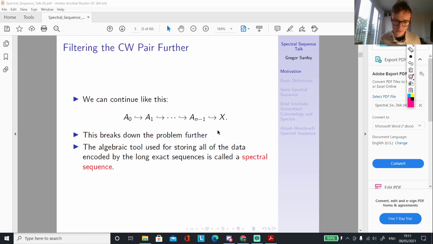the name for this tool and the way that we put it all together rigorously is via the spectral sequence. So that's our general goal, and a little bit of motivation for the definition, which is going to come up on the next slide.